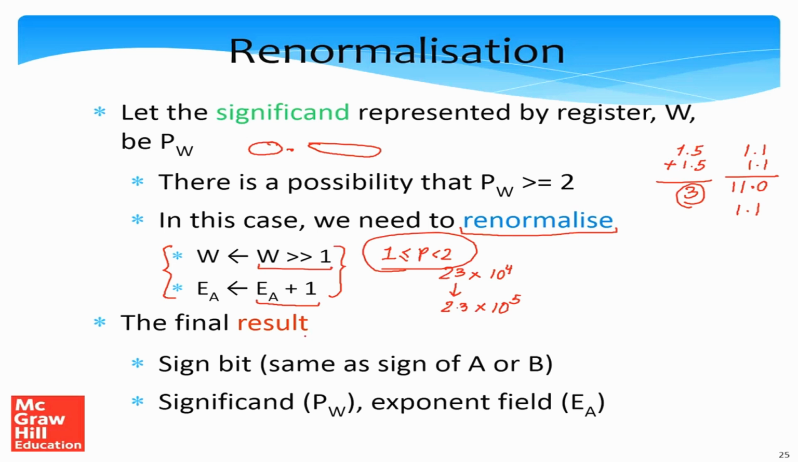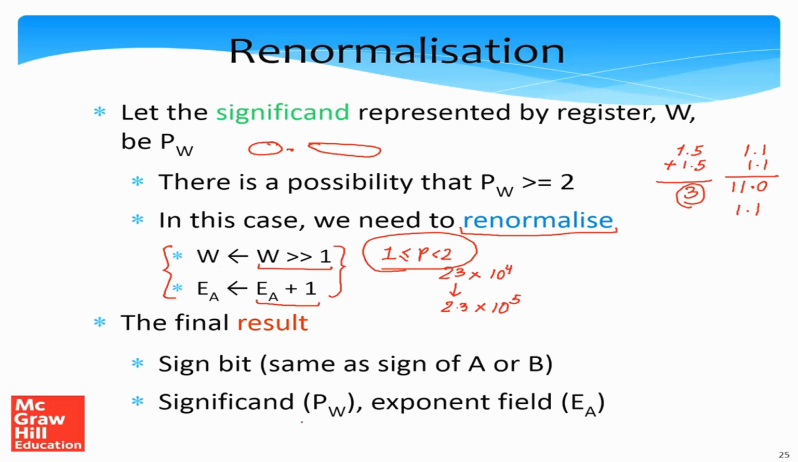So the final result is like this: the sign bit will be the same as the sign of A or B. Mind you, we are doing addition and thus we are assuming that the sign bit is the same. We are defining addition by the fact that we are either adding two positive numbers or two negative numbers. If the sign bit is different, it will essentially become subtraction. So two positive numbers we add, the result is positive. Two negatives we add, the result is negative.